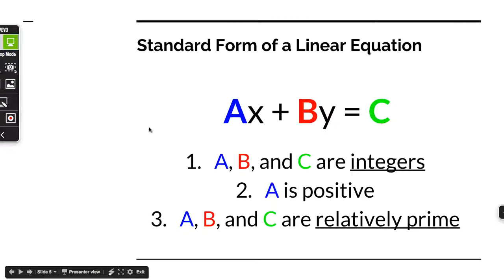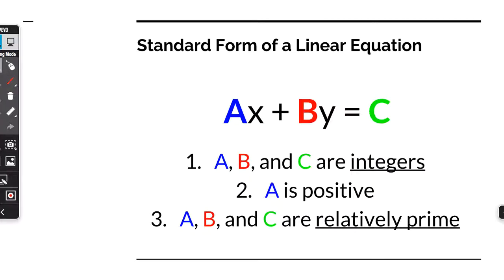So when we get to standard form, there are 3 stipulations. Our first one is that a, b, and c are integers. So let's recall what an integer is. Integers are positive and negative whole numbers, no fractions. Our second stipulation is that a has to be positive, so the coefficient in front of x has to be positive. And our third stipulation is that a, b, and c have to be relatively prime.